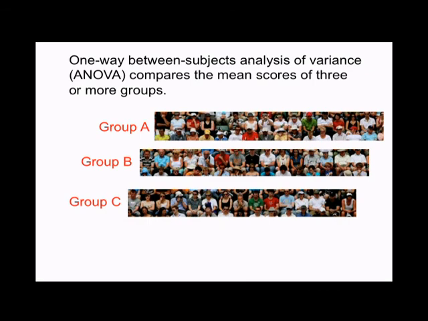A one-way between subjects analysis of variance, or one-way ANOVA, compares the mean scores of three or more groups. So this is just an expansion of an independent samples t-test. With an independent samples t-test, you're comparing the means of two groups. If you have three or more groups, then you would use a one-way analysis of variance. So in a one-way ANOVA, you have one independent variable with more than two levels, and you have one dependent variable, something that you're measuring.